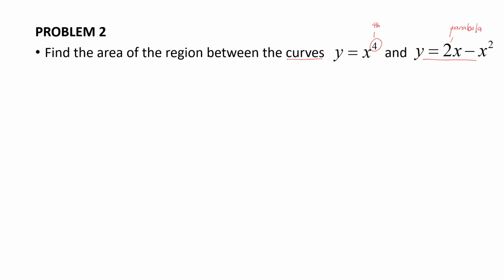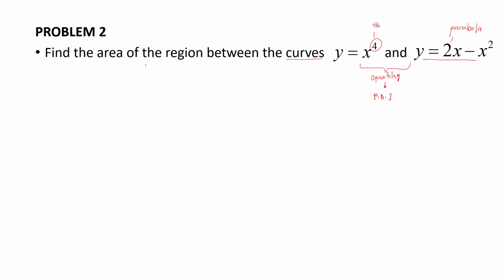Okay, so again, the first thing that you need to do is find the points of intersection. What you have to do is equate the two equations and then look for the points of intersection. From equating, you get the points of intersection.